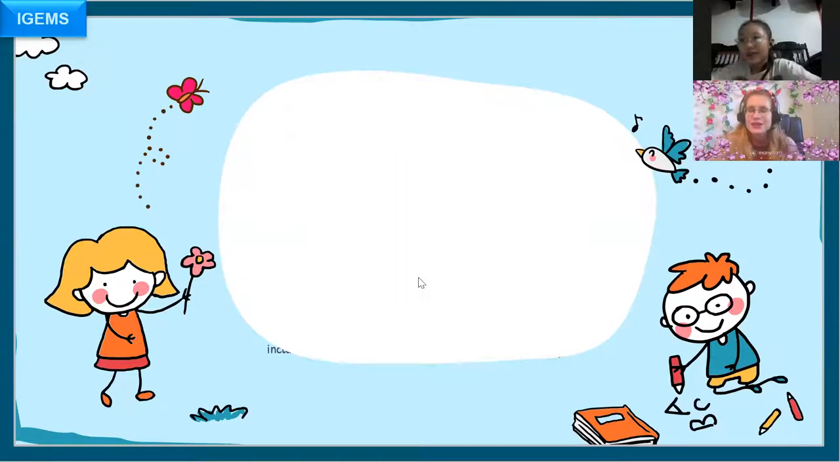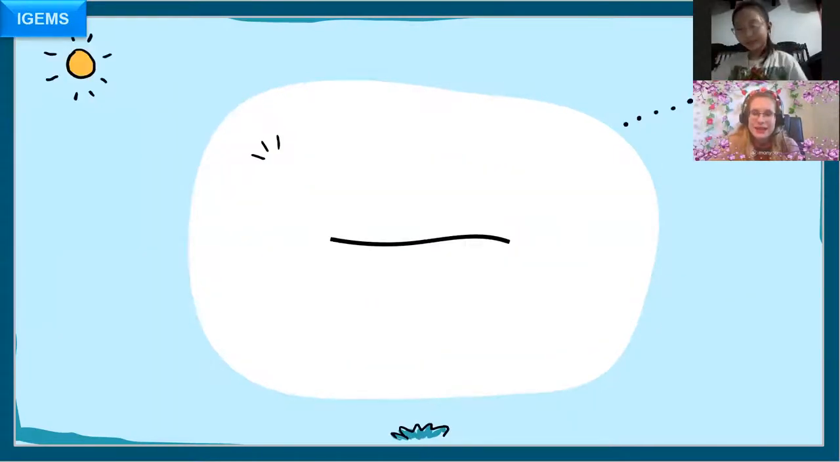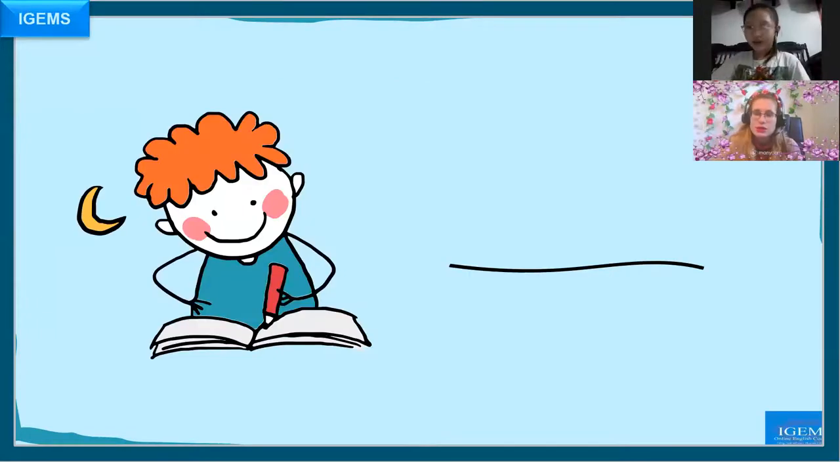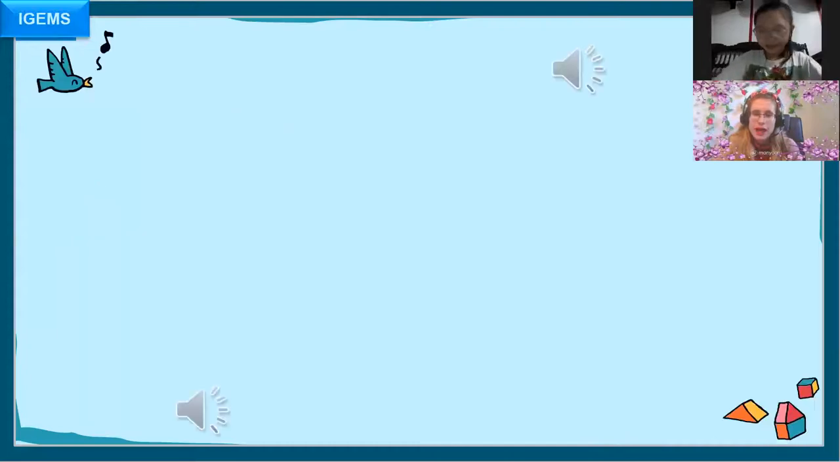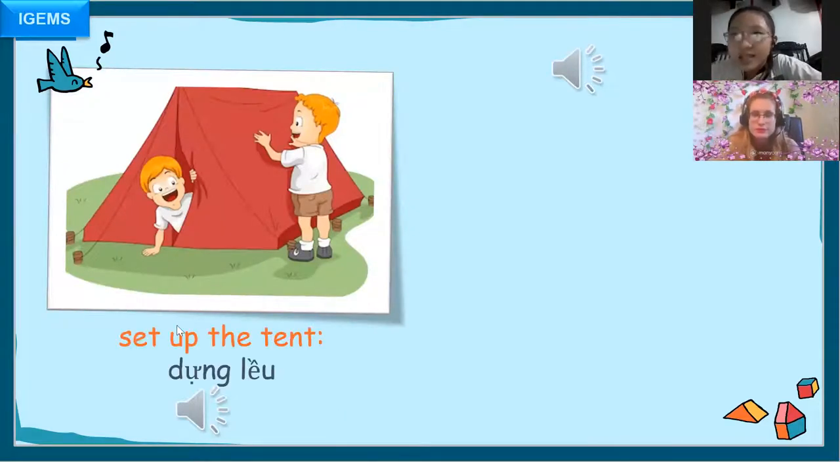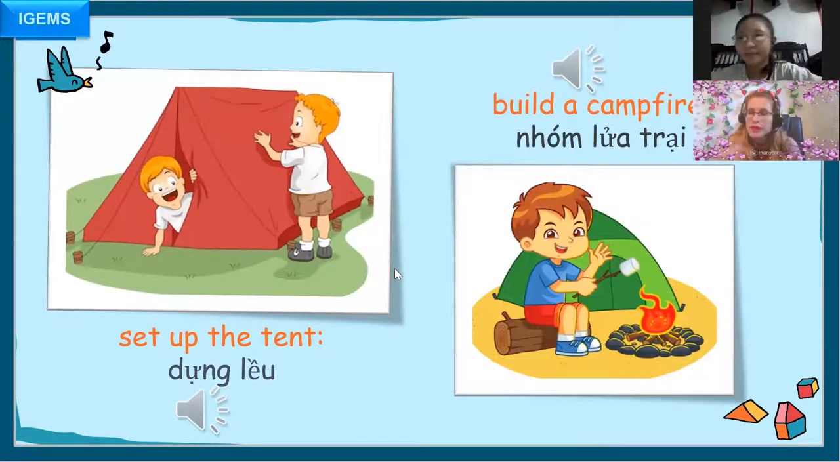Okay, unit 2, okay. Camping. Ready? Yes. Lesson 2, making a camp. Vocabulary. Let's learn. Set up the tent. Set up the tent. Build a campfire. Set up a tent. Build a campfire. Build a campfire. Good job.